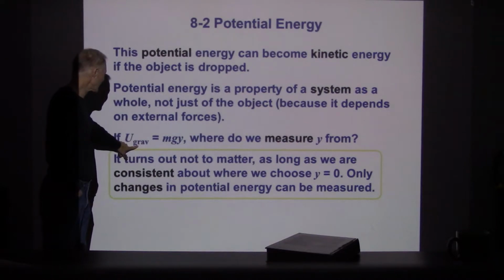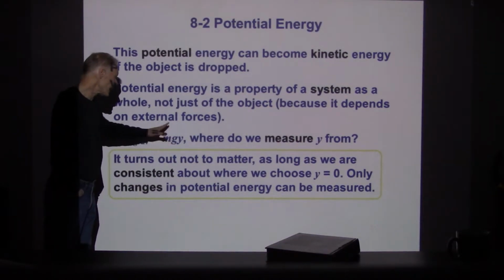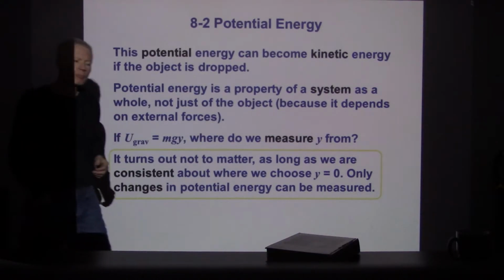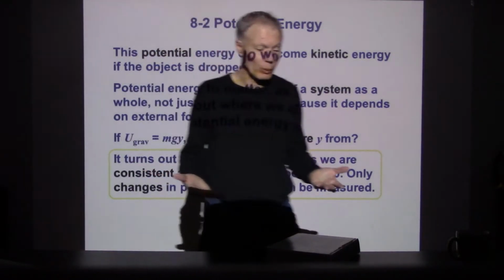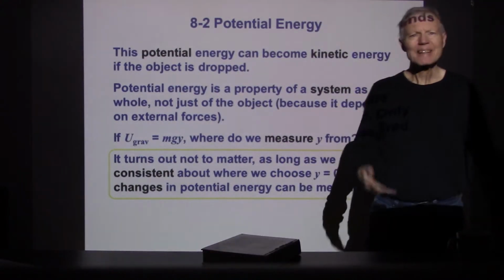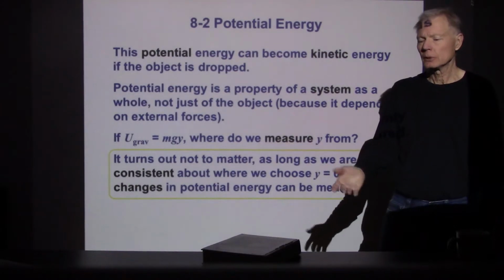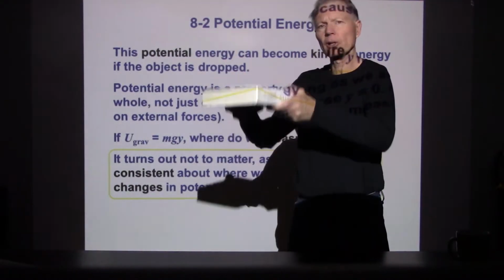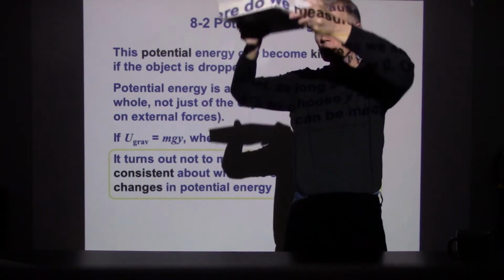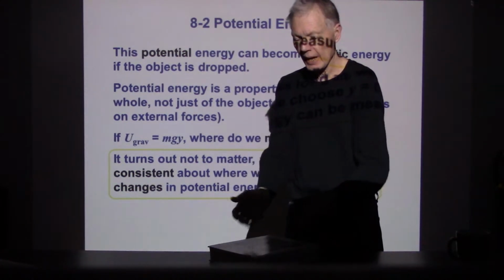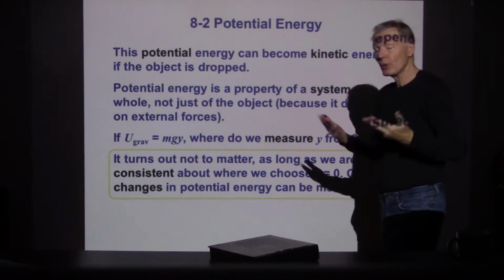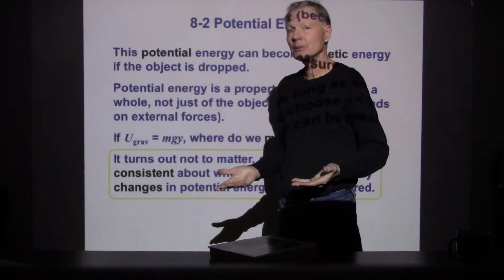Now, if we have gravitational potential energy as mgh or mgy, where do we measure that from? So I guess the question then is, when the book's on the table, is that zero potential energy? And then as we raise it, the potential energy becomes positive? That approach works. We could define table level as zero. But what they're stating here is that we really could pick any location at all as being zero.